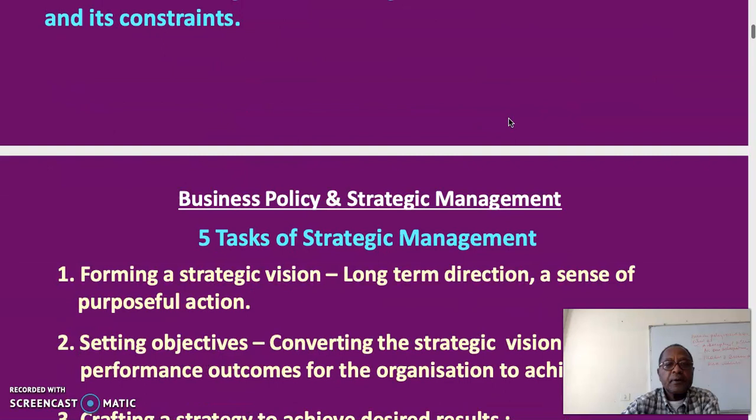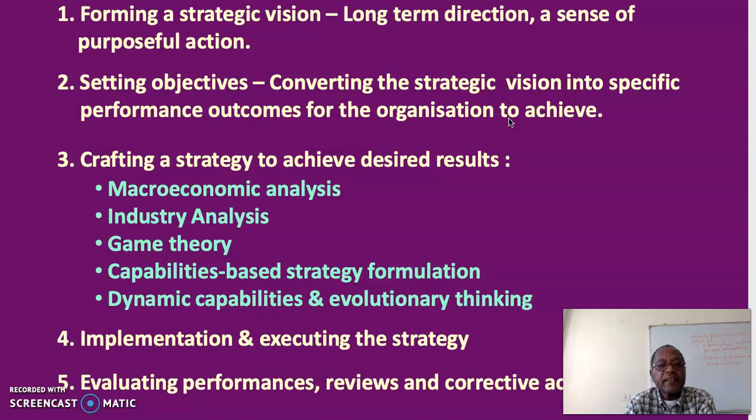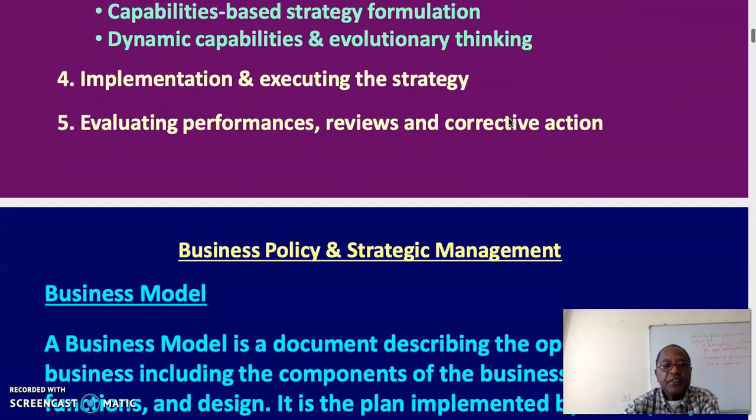So, five tasks of strategic management. First, formulate a strategic vision, long-term direction, a sense of purposeful action. Second, setting objectives, converting strategic visions into specific performance outcomes for the organization to achieve. Third, creating a strategy to achieve desired results. That means macroeconomic analysis, industry analysis, game theory, capability-based strategy formulation, dynamic capability and evolutionary thinking. Number four, implementing and executing the strategy. Number five, evaluating performance, reviewing and correcting actions.